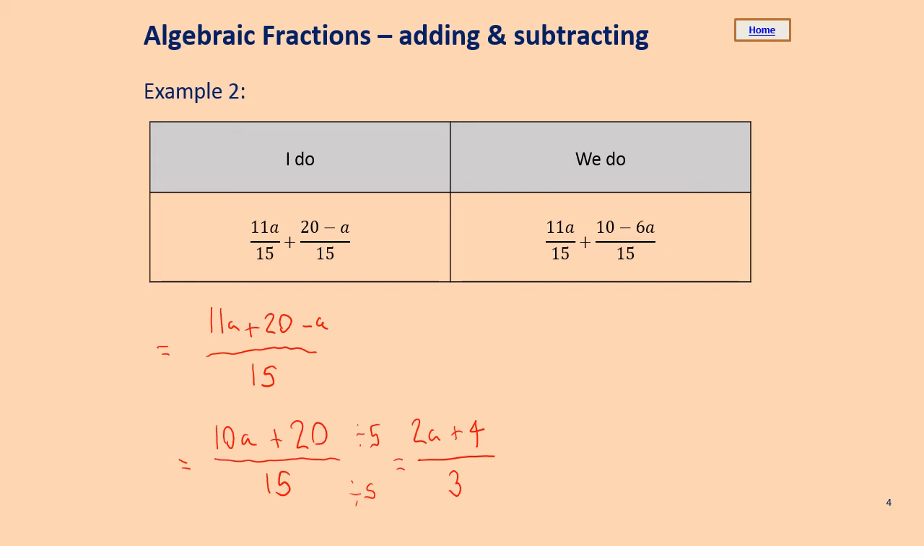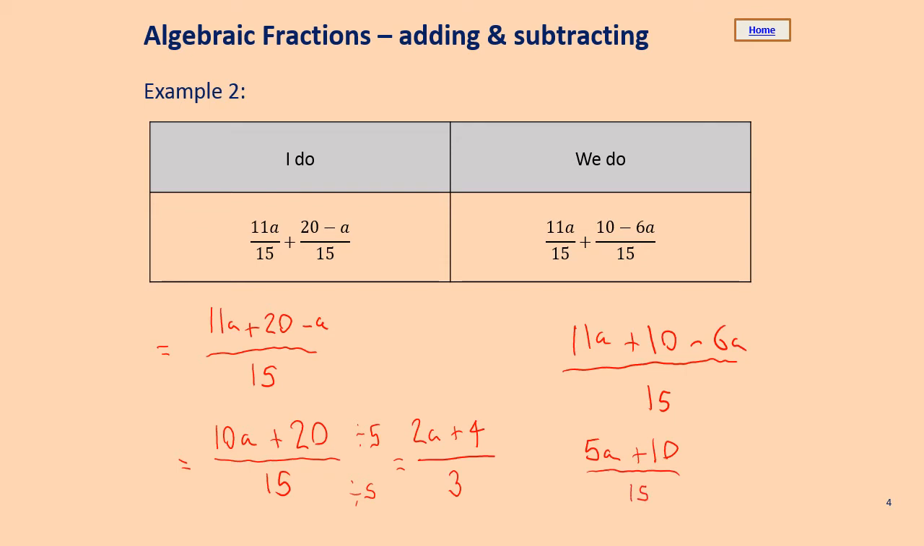We've got once again a common denominator, so we can write this all as one fraction. That should be your first step each time on these questions with the common denominator. 11a plus 10 minus 6a all over 15. So then collect the like terms, so we've got 11a minus 6a, that leaves 5a, plus 10, and that's all over 15.